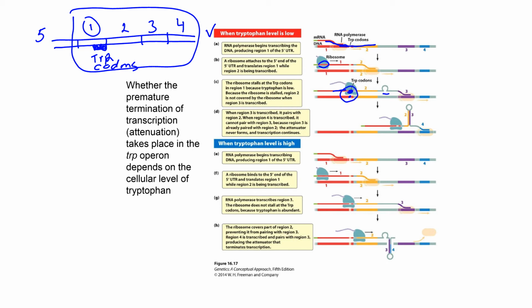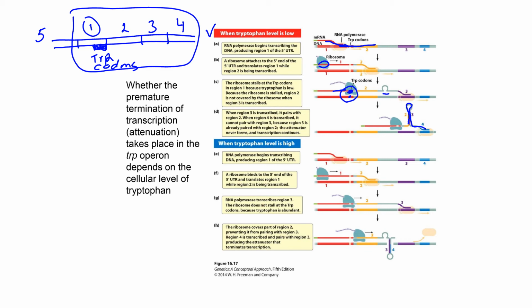So in this case, basically the region 2 and 3 would form the loop, which is the anti-terminator, because it will not trigger attenuation. The ribosome eventually receives tRNA carrying tryptophan, so it starts to move and continues translation, and it can overcome this 2-3 loop. So this 2-3 loop does not terminate transcription.